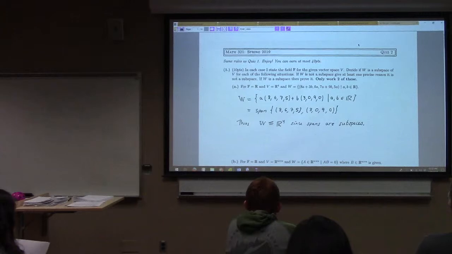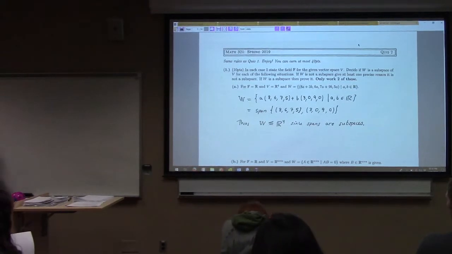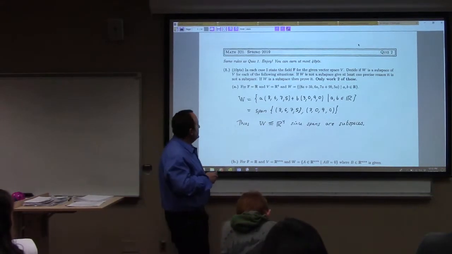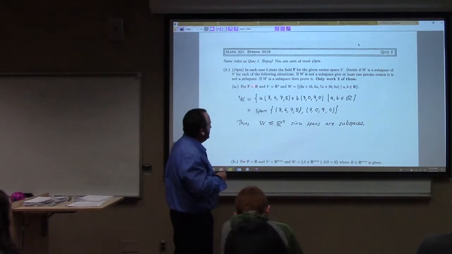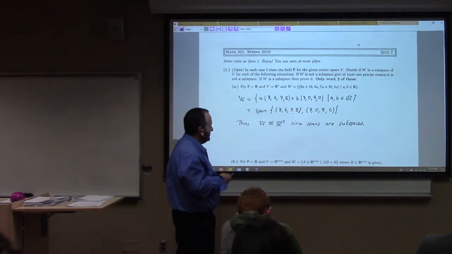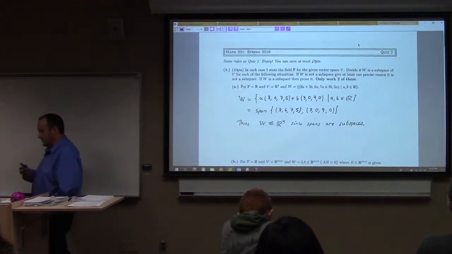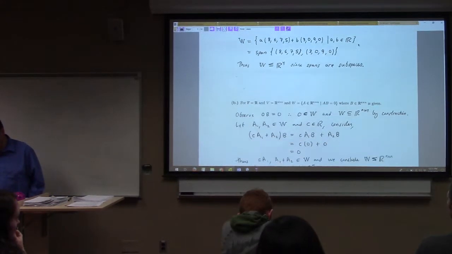Okay, so let me talk about the solution to the quiz right quick. So, problem number 1A. The easiest way to do a problem like this is to recognize what it is, which is a span. A span is a subspace, so subset, subspace. A subset which is a span is a subspace, so that one's done.